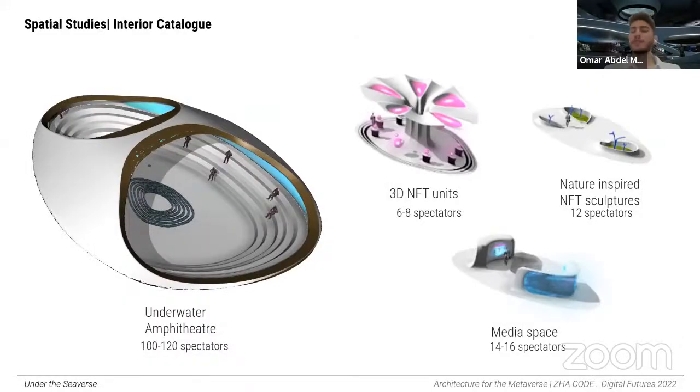So for the spaces, we arranged them according to scale. For example, on the left side, there shows how this spatial module differs from the right one. The left module is an amphitheater or an auditorium, which could house 100 to 120 spectators. On the right, we've got 3 modules: one for the 3D NFT units, which could house 6 to 8 spectators, one for the nature-inspired NFT sculptures, housing 12 spectators, and the bottom one, which is a media space, could house 14 to 16 spectators. Next please, Jenny.